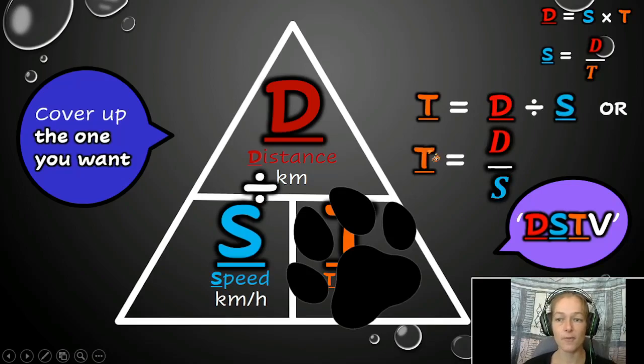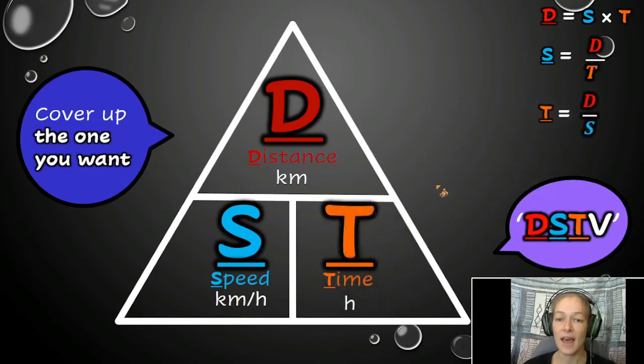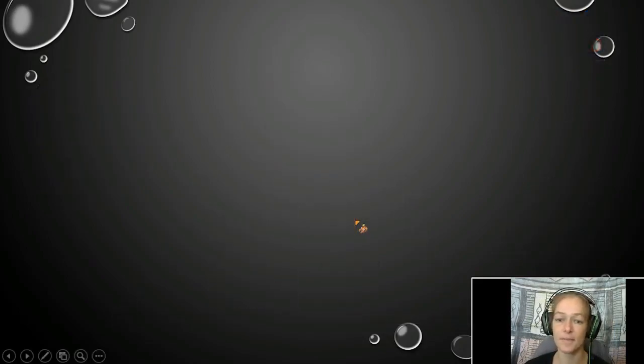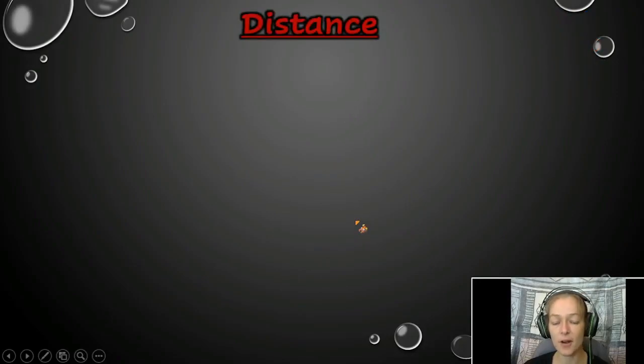And there you have the three formulae that you need for this section, and using the triangle in this way with the cover-up method, it stops you having to remember all the three formulae. You can just remember how to draw the triangle. It's really useful. So we'll try some problems now.